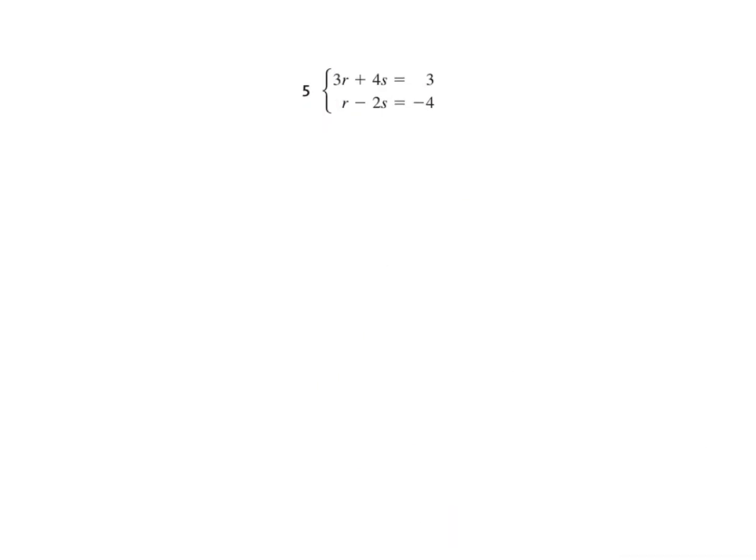Okay, again, I'm going to multiply the bottom one by either a positive 2 to make that negative 4, or a negative 3 to make that negative 3. So I'll just do the negative 3 just to do it. So we have 3r plus 4s equals 3. That's the top equation. The bottom one, we have negative 3r plus 6s equals positive 12. Okay, so if you distribute that through, that's what you get.